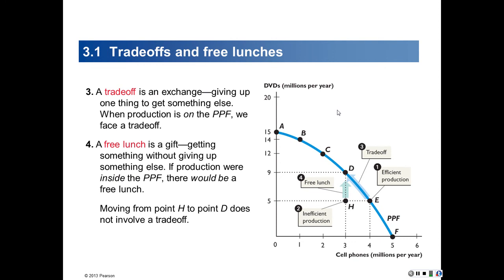Trade-offs versus free lunches. So when production is efficient, we have to have a trade-off. In other words, in order to produce more of one good, we must trade off quantities of the other. We have to give up quantities of the other. That's what a trade-off is about, right? A trade-off involves trading off something, meaning giving something up, right? So when you have efficient production, you always have to have trade-offs.